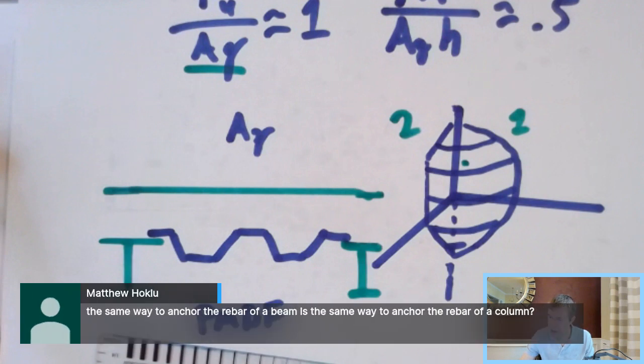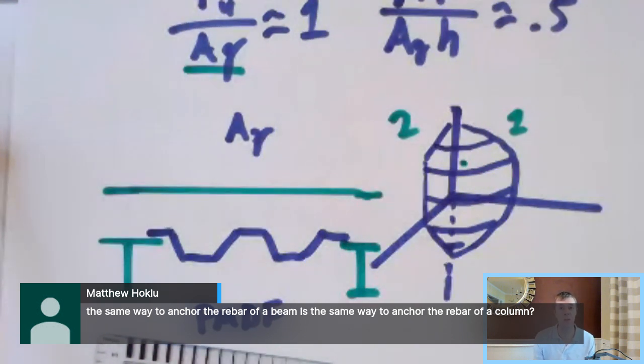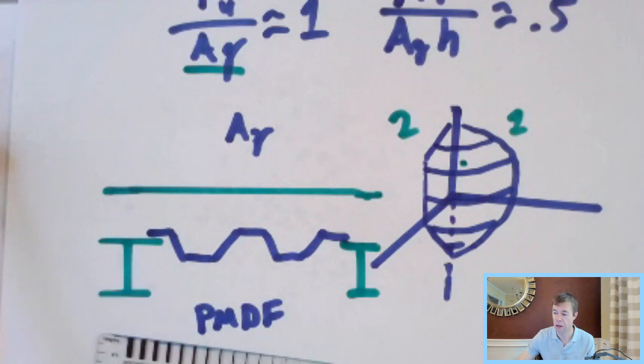Is the way to anchor the rebar of a beam the same way to anchor the rebar of a column, one viewer wants to know. Yes, anchorage is the same. Development length is the same, whether it's for a beam or a column or something else that you want to use. I've got several videos about development length. Those all apply, and they're all exactly the same.